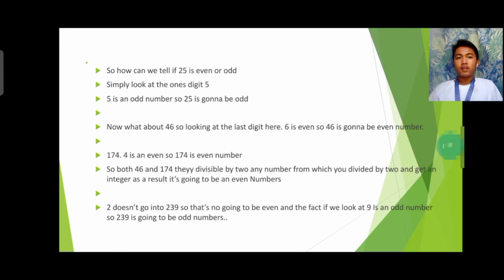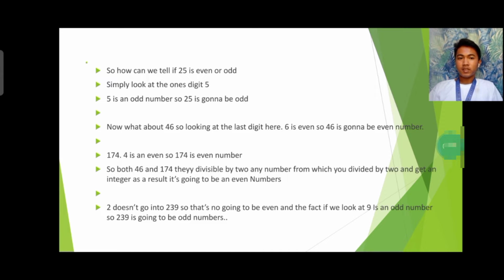So how can we tell if 25 is even or odd? Simply look at the ones digit, 5. 5 is an odd number, so 25 is going to be an odd number. Now, what about 46? Look at the last digit here, 6. 6 is an even number. So 46 is going to be an even number. What about 174? 4 is an even number. So 174 is an even number.